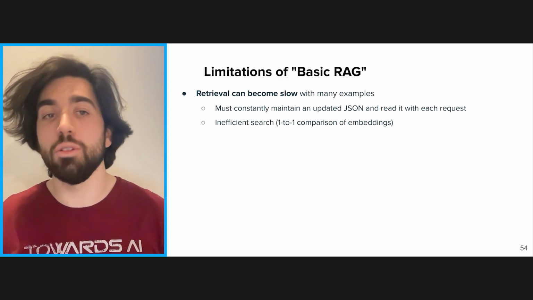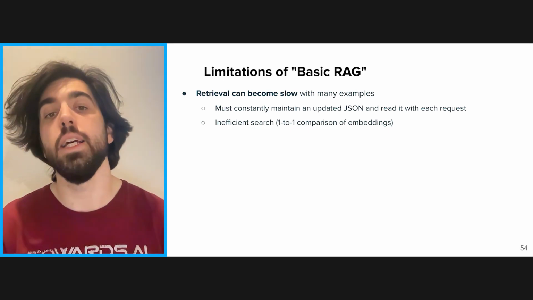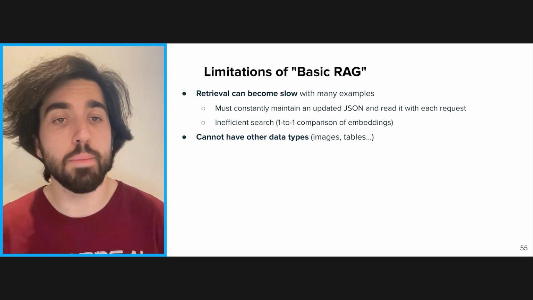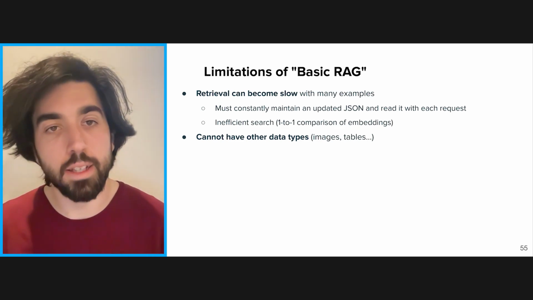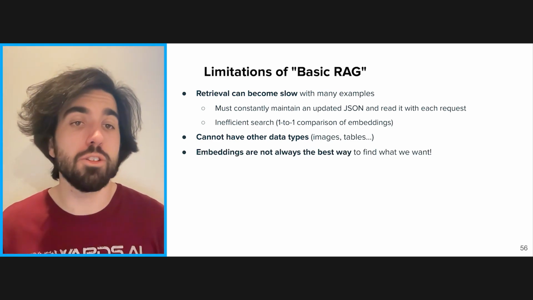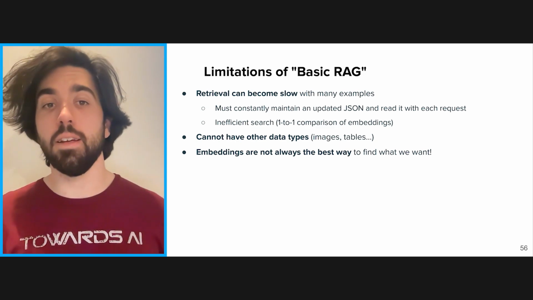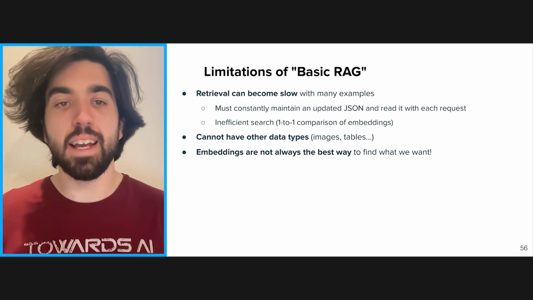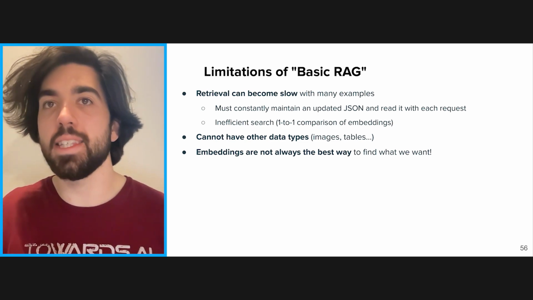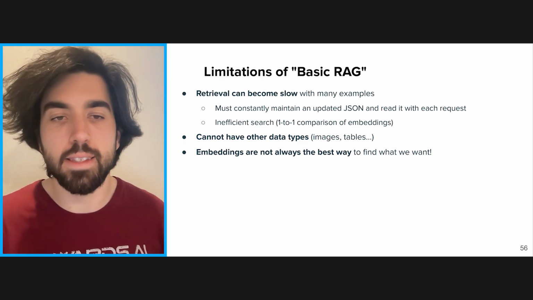You will also have to constantly maintain and update the JSON, read it with each request, etc. It's super inefficient globally. Also, you cannot have other types of data, like images, tables, or sounds, with this basic setup. Embeddings are also not always the best way to find what we want. Sometimes we might actually want to find exact keywords, like a specific name or a specific place, instead of asking the model to give us information about different places, different people.